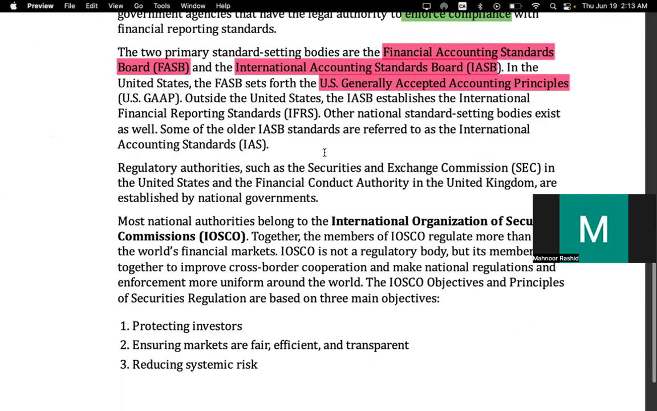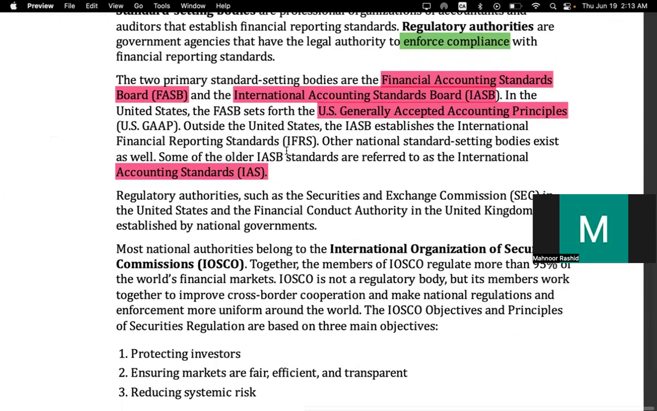Other national standard setting bodies exist as well. Some of the older IASB standards are referred to as the International Accounting Standards. So IFRS is the newest, and it is what we follow now, and the older standards that the IASB set forward were referred to as the IAS.